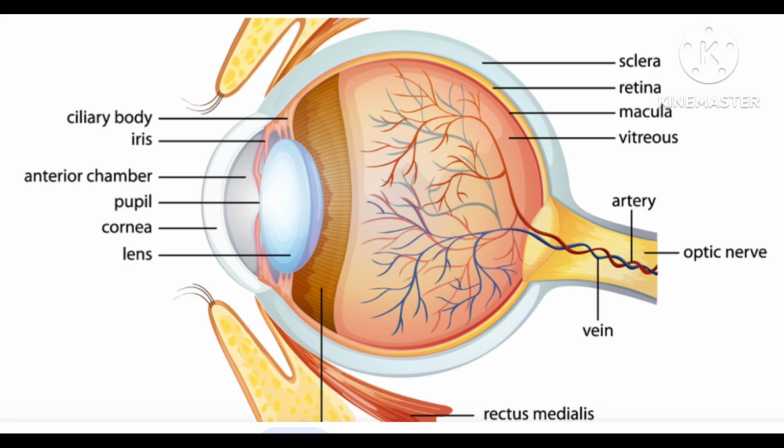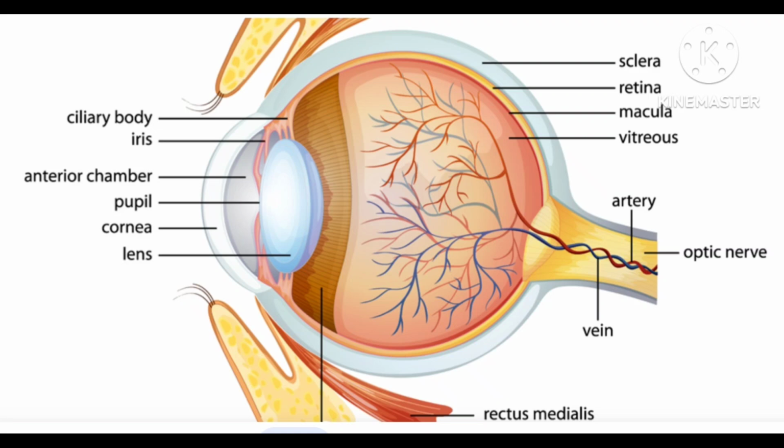Now we are moving into the posterior chamber of the eyeball. Behind the lens there is an important structure in the eyeball called the retina. The retina is made up of important structures called light sensitive cells. And there are two types of light sensitive cells in the retina. They are called rods and cones. Rods are responsible for black and white vision, and cones are responsible for colored vision. So there are two types of cells in the retina which help us differentiate objects with the help of their color.